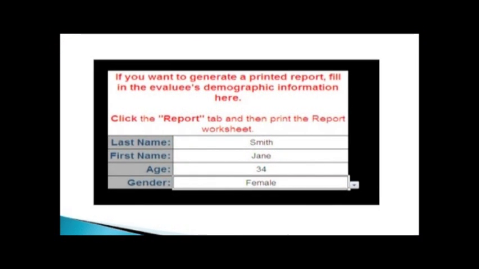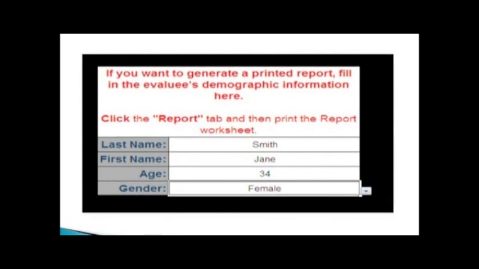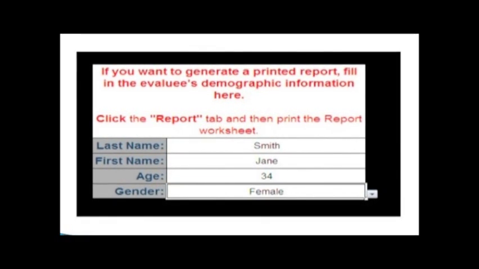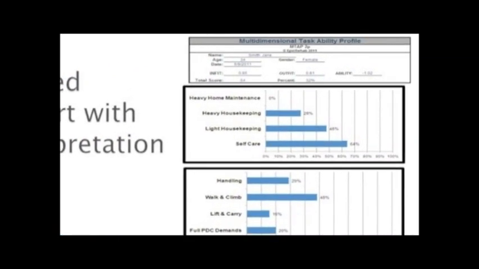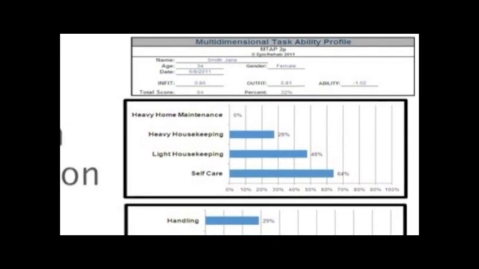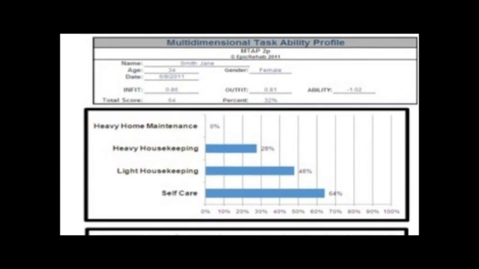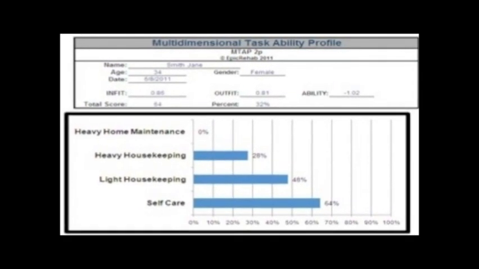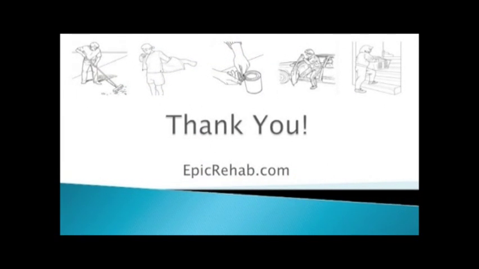Now let's take a look at the Demographics tab. This is where we enter basic information about the evaluee in preparation for printing out a report. Finally, we come to the Report tab. All of the evaluee's pertinent data are summarized here. You can either print this out to put in the client's paper record, save as a PDF for the electronic record, or do a save as for an Excel file. That's a quick introduction to using MTAP Analytics.